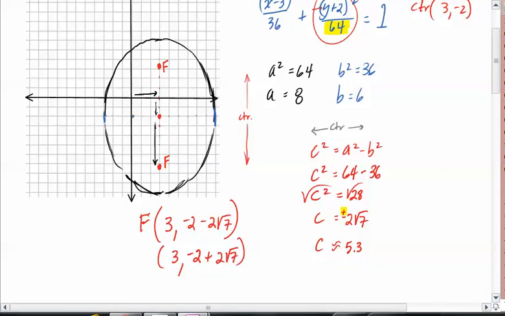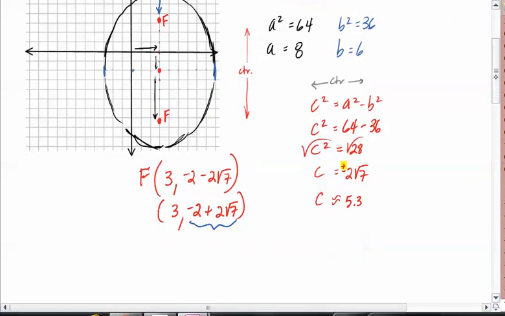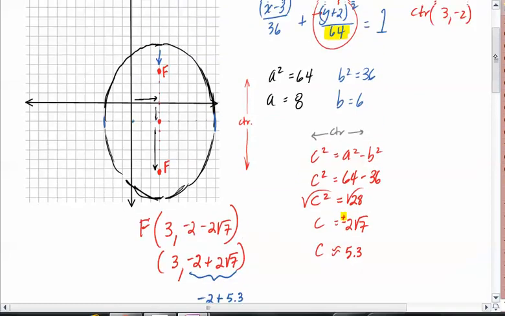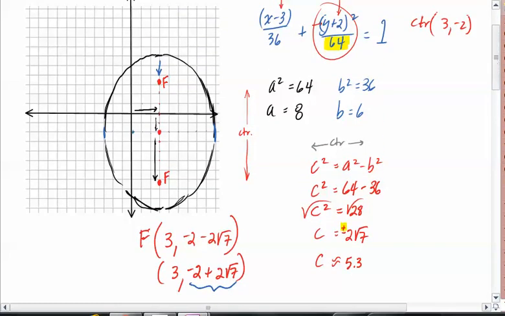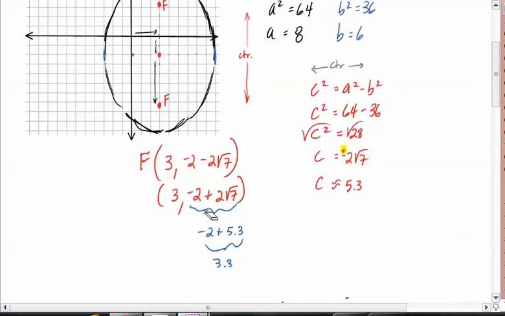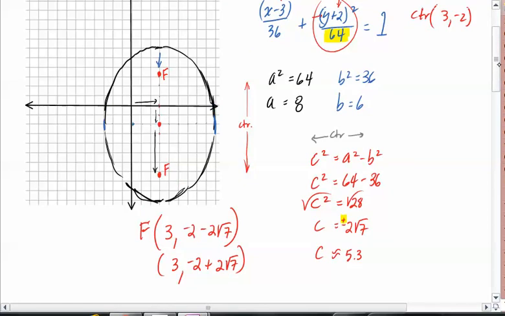That's going to give me the location of my focus right here. Now, let's just make sure that this one makes sense, because it's kind of weird the way we're taking -2, going in the opposite direction. But I have a -2 plus the 5.3, and won't that mean that I'm going to go up 3.3? And isn't that the place where this focus is located? Over 3, up 3.3. So it does make sense. It should be intuitive. It should make sense mathematically. Well, actually, it might not be intuitive, but it makes sense mathematically.